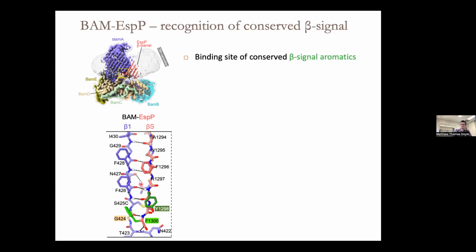But the extra piece of information that was very nice was that the conserved phenylalanine residue at the end of the beta signal was found positioned over a glycine, right? So this basically provided a gap physically for this residue to fold over into. So perhaps this has something to do with recognition of new OMP substrates that need to be folded.